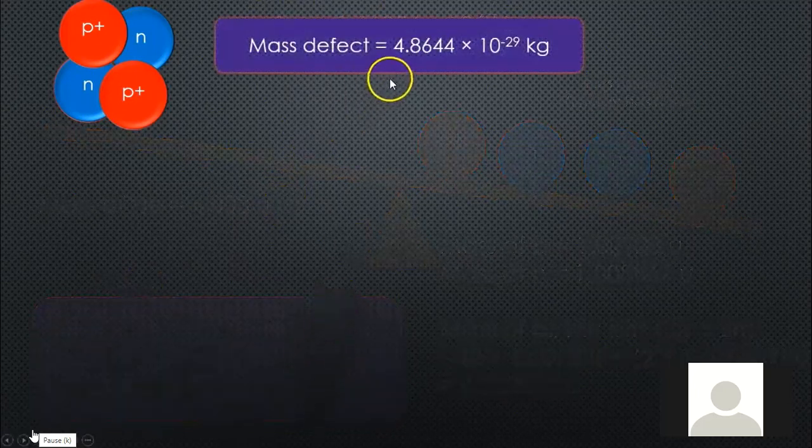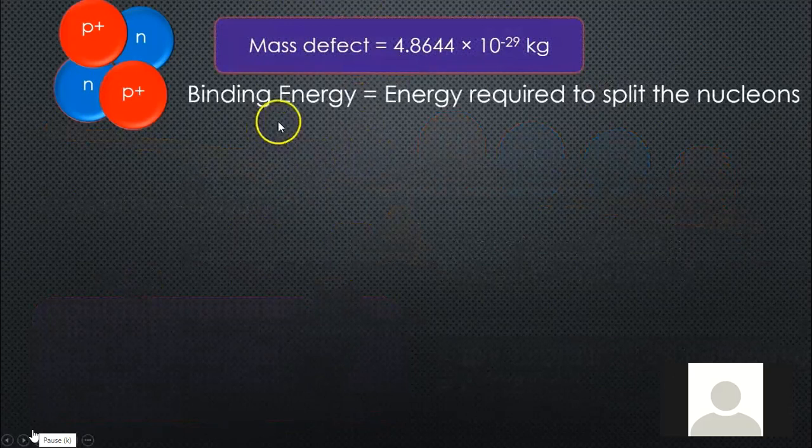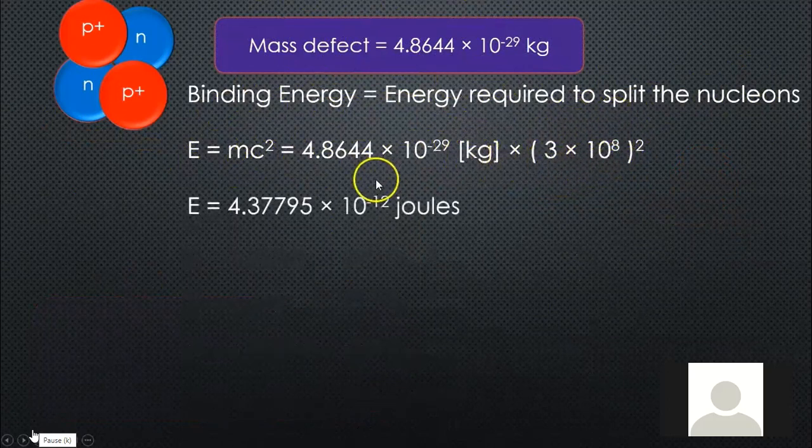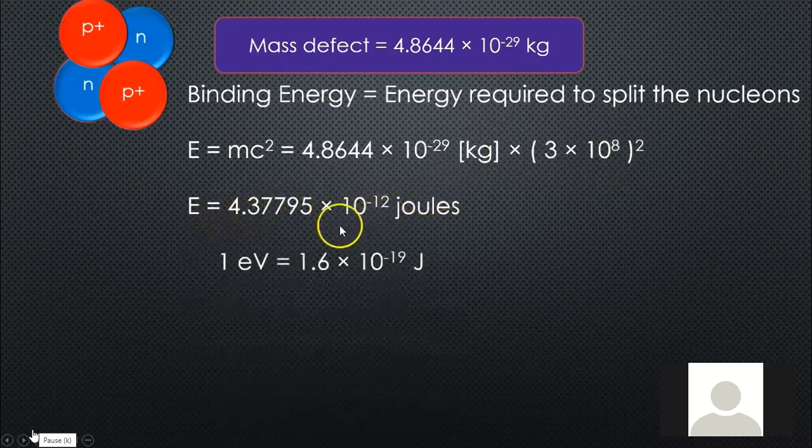Now we know the mass defect, we can work out the binding energy. The binding energy is defined as the energy required to split the nucleons apart. Because energy and mass are the same thing, the amount of mass defect is equivalent to the energy difference. Energy equals mc squared: multiply the mass defect by the speed of light squared. Note standard units for mass are kilograms, and this is the speed of light in meters per second. That gives 4.4 times 10 to the minus 12 joules. That's a very small number, but it's pretty big when you consider this is just for one nucleus.